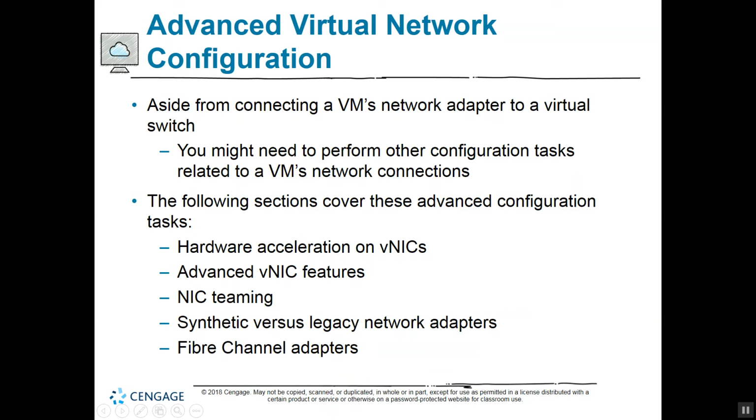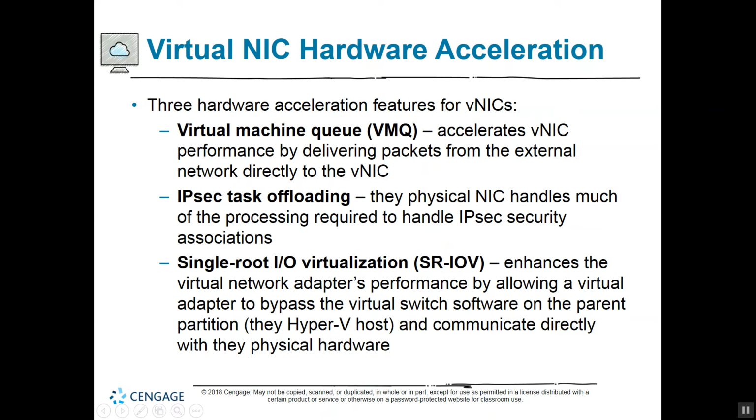Right. Aside from connecting a VM's network adapter to a virtual switch, you might need to perform other configuration tasks related to a VM's network connections. We've got things that we'll talk about here in a little bit: hardware acceleration, advanced VNIC features, NIC teaming, fiber channel adapters. So we'll talk about VNIC hardware acceleration. Now there's 3 hardware acceleration features for VNICs: virtual machine queue, IPsec task offloading, and single root I/O virtualization.